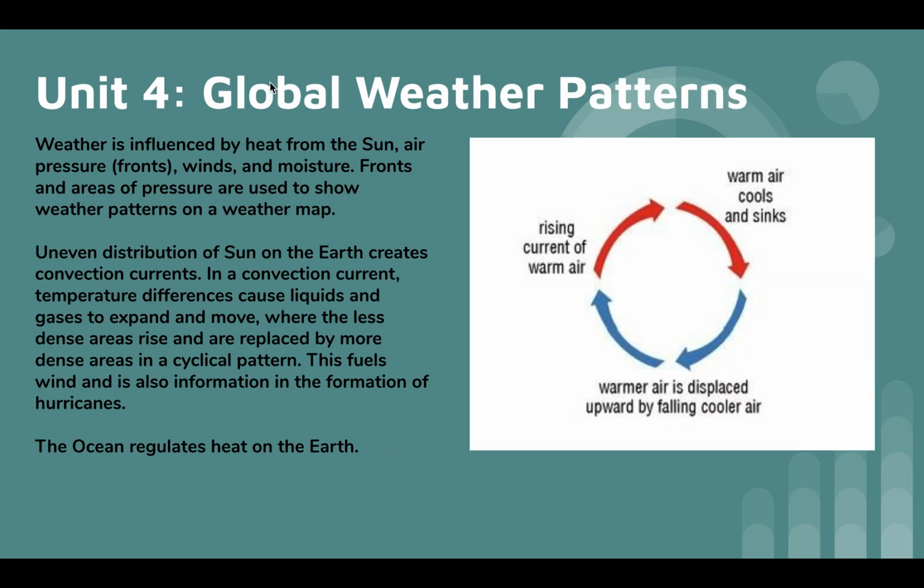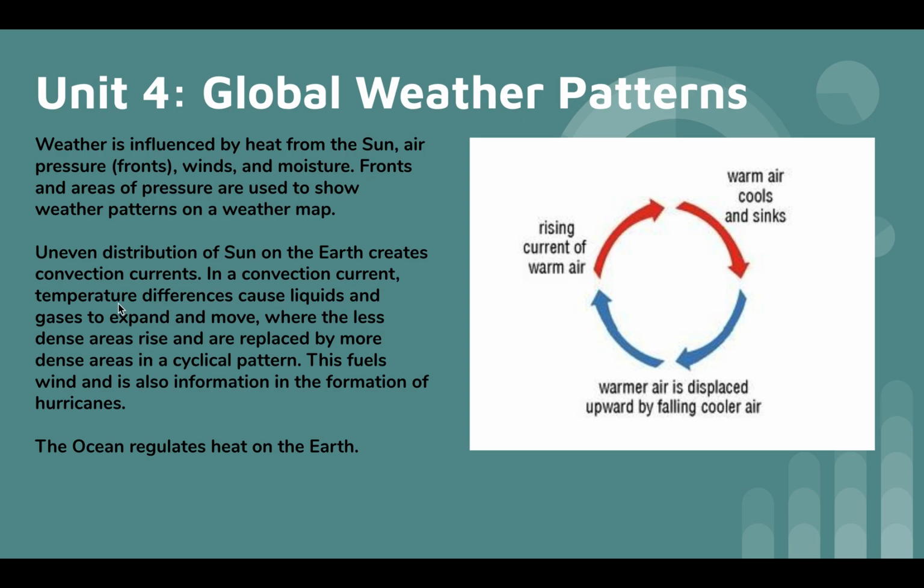In Unit 4, we looked at global weather patterns. So we learned that weather is influenced by heat from the sun, air pressure or fronts, winds, and moisture. Fronts and areas of pressure are used to show weather patterns on a weather map. Uneven distribution of sun on the Earth creates convection currents.